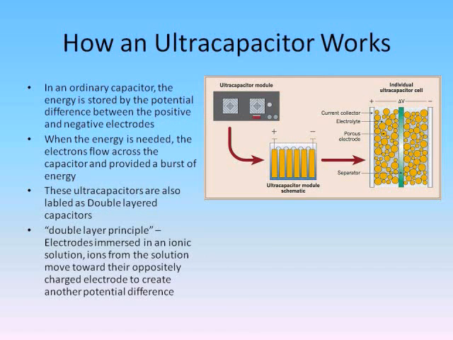In an ordinary capacitor, the energy is stored by the potential difference, which I just explained. When the energy is needed, the electrons flow across the capacitor and provide a burst of energy. An ultracapacitor is different from a regular capacitor because of the double layer that it provides. The double layer principle is where electrodes immersed in an ionic solution move toward oppositely charged electrodes to create another potential difference between the different sides of the solution.